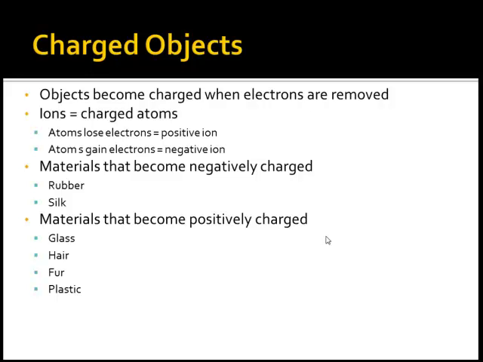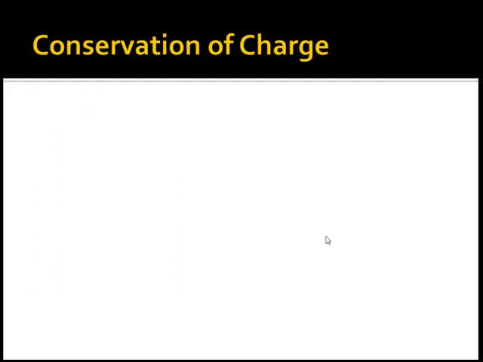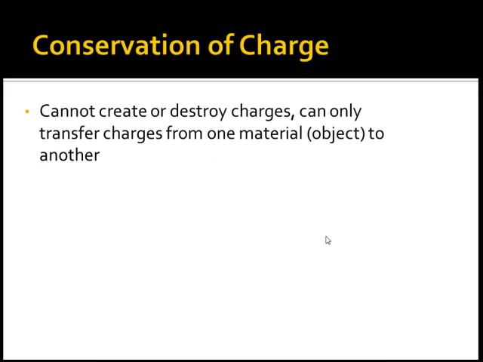Just be aware that some items like to give away their electrons and some items like to get as many electrons as possible. There's also this idea called conservation of charge. Last semester, we looked at conservation of energy and conservation of momentum. In chemistry, you've had conservation of mass. It's the same deal. Basically, you cannot create or destroy any charges. Charges are not created or destroyed. Charges just transfer from one material or object to another. Charges transfer by the electron. Only the electron can move.